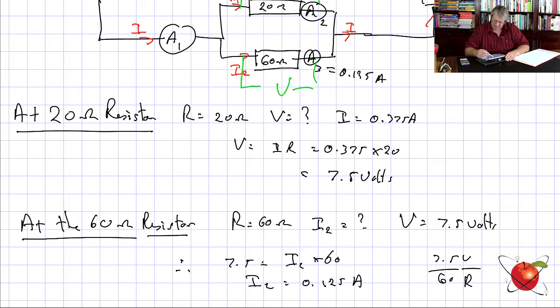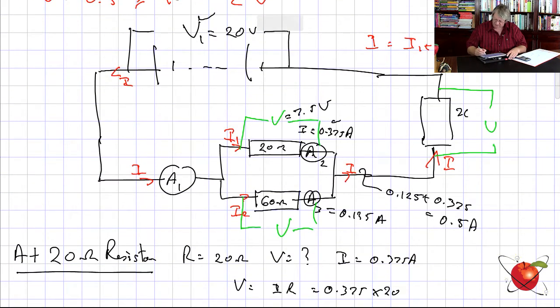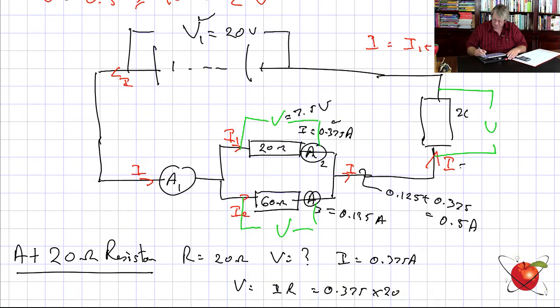Now we say, aha, we know that current and that current. So the current there is 0.125 plus 0.375, which equals 0.5 amps. Now you can see why it's important, because I now go and put in over here, you are 0.5 amps.